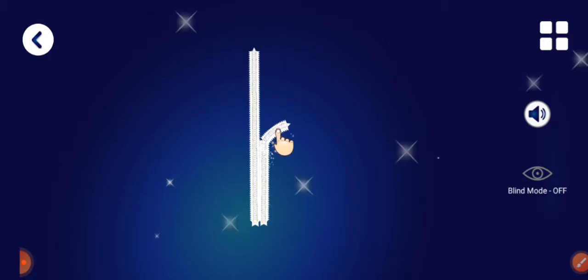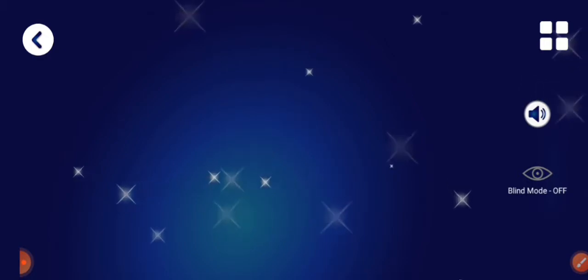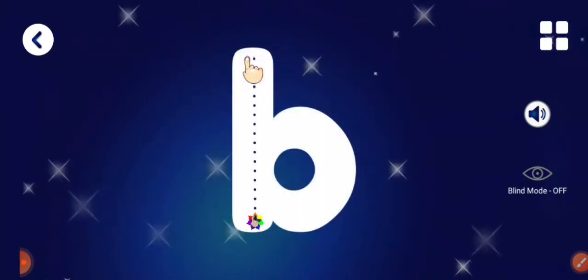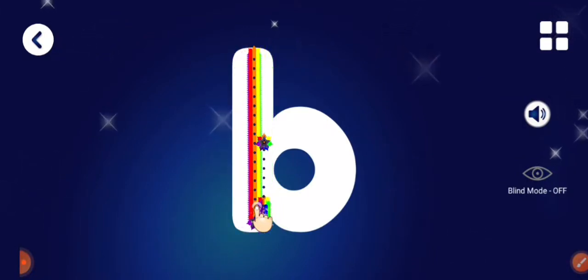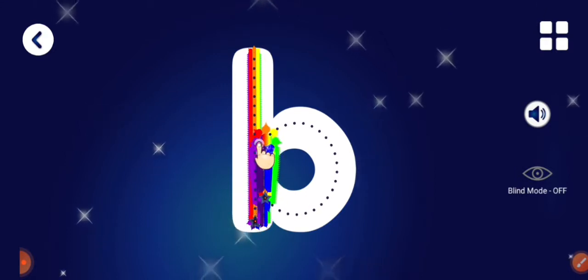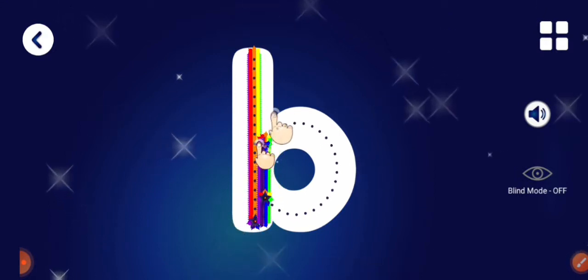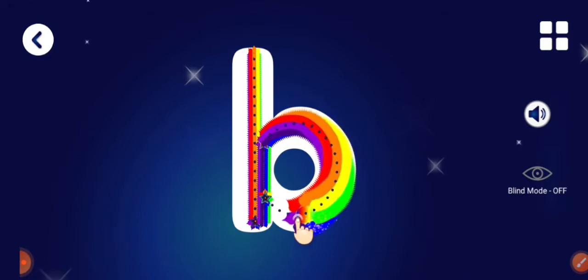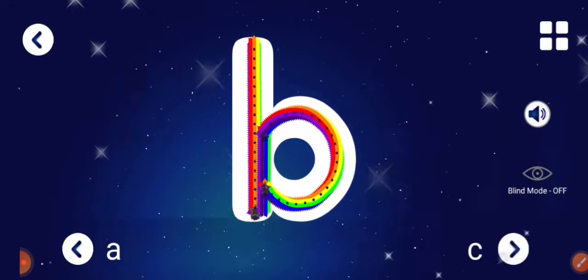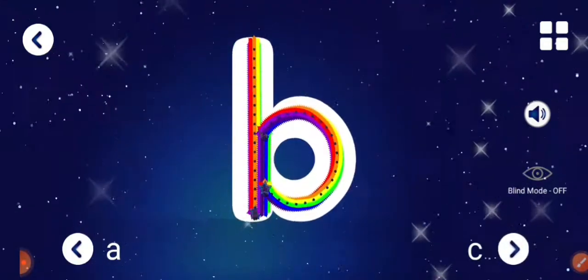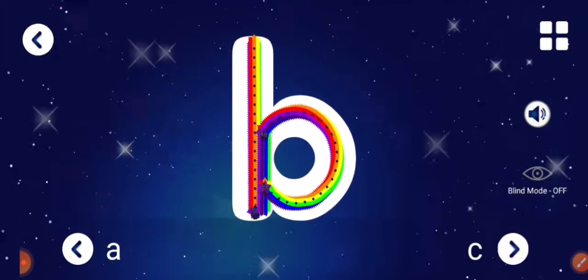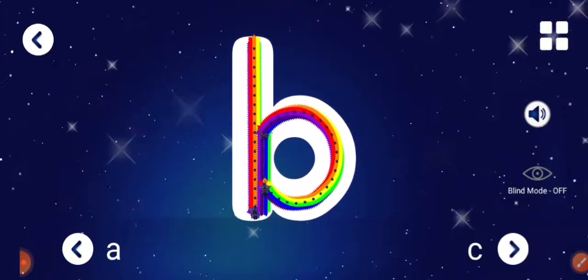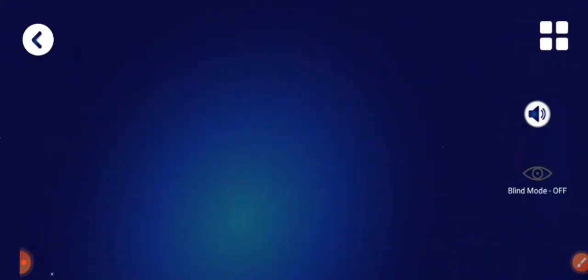Next is D letter. So how to write it? Let's see. Okay. D. With the help of your fingers you have to trace this dots line. Standing line you have to put. Again, one more star you have to trace. Then half circle. Which letter is it? Small letter D. Yes. Okay. So next we learn C letter.